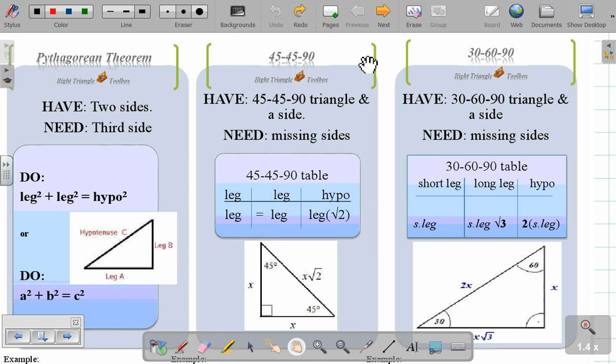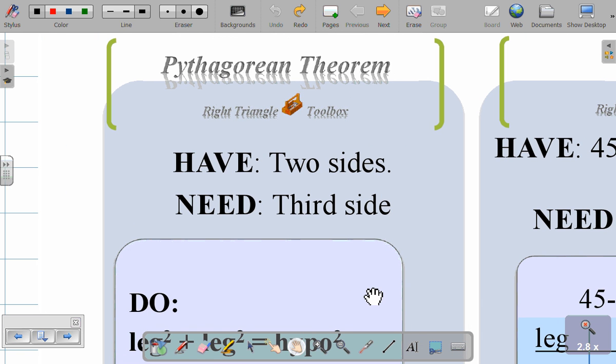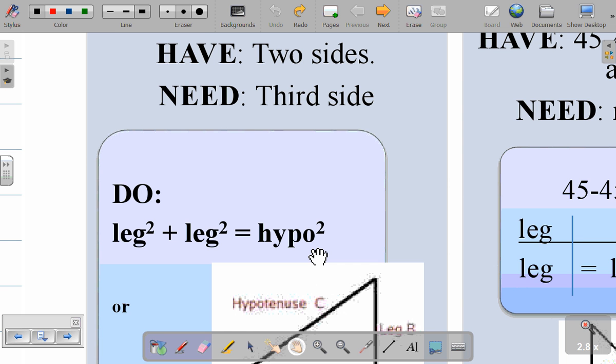You don't know what that is. You will after tonight's preview notes. Ready? Now, when do you use which one? Have, need, do. So those 3 words. The first one you learned was have 2 sides, need 3rd side.